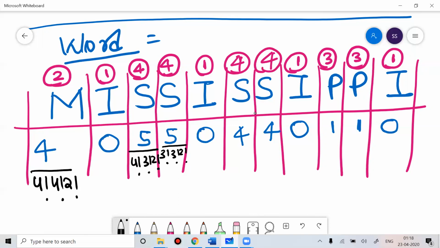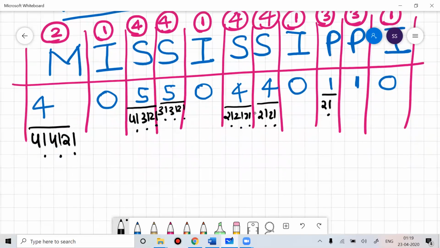Including S, how many repetitions? S has come 2 times. I has come 2 times and P has come 2 times. So 2 factorial, 2 factorial, 2 factorial. Including this S, how many repetitions are there? Now for S, no repetition. 2 times I, 2 times P. 0, don't include. Including this P, how many repetitions? P came twice. Now here no repetition, here no repetition. This is done.